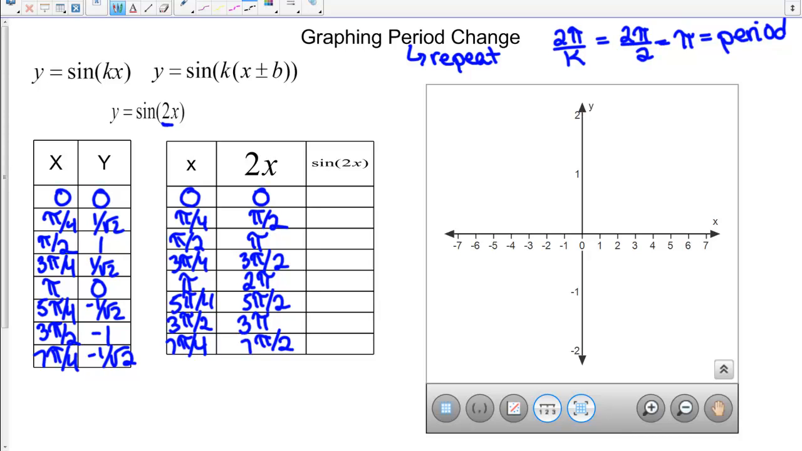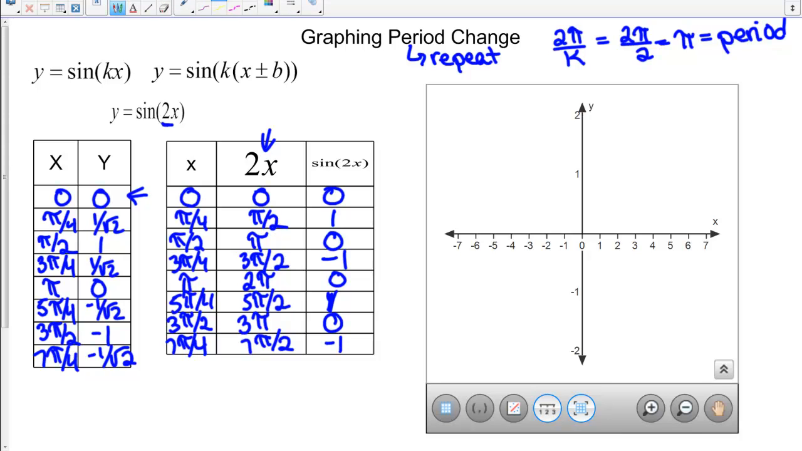And then sine of that value, or 2x, so sine of this column: sine of 0 is 0, pi over 2 is 1, pi is 0, 3 pi over 2 gives me negative 1, 2 pi, we're back at 0, 5 pi over 2 is the same as pi over 2, 3 pi is the same as pi, 7 pi over 2 is the same as 3 pi over 2.